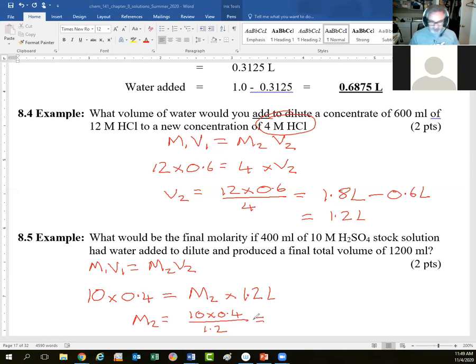And the numbers are a little bit tricky this time, so let me check. That equals a concentration of 3.33 molarity. No need for V2 minus V1 because we're told the final volume. So of course, to do that, there must have been 800 milliliters added to the 400. But 3.33 molarity is the concentration.